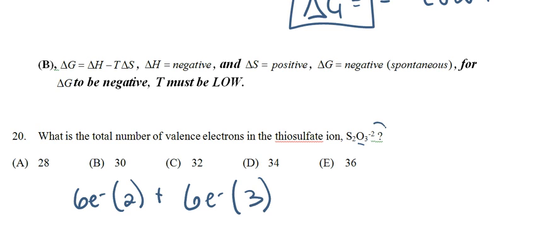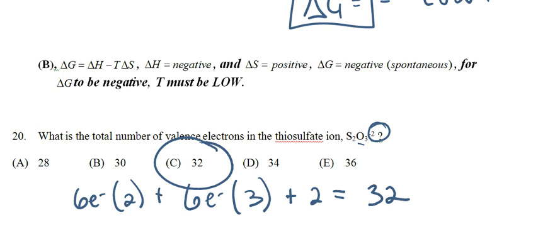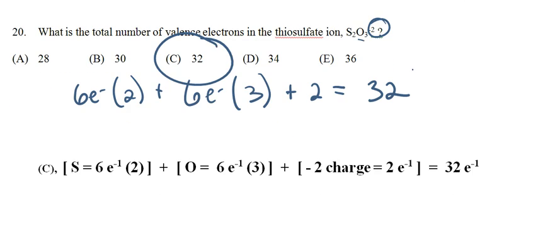Now here's the kicker, that negative 2. Those are valence electrons that were given to this nonmetal by some metal. Okay, they were given to the nonmetal by some metal. So we have to add those in as well. So we have 6 times 5, which is 30, plus 2, 32. Letter C.